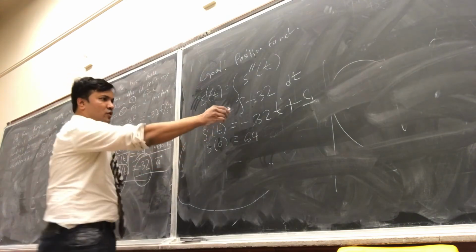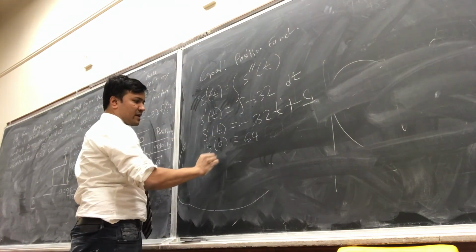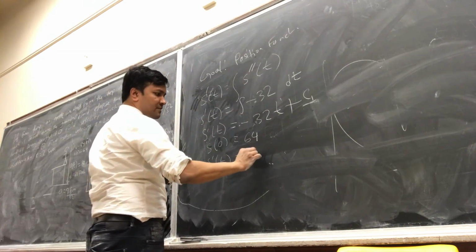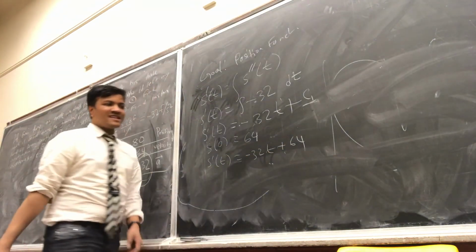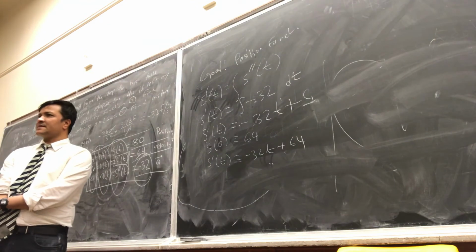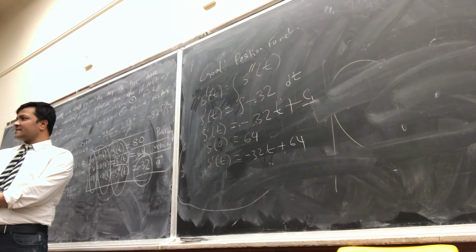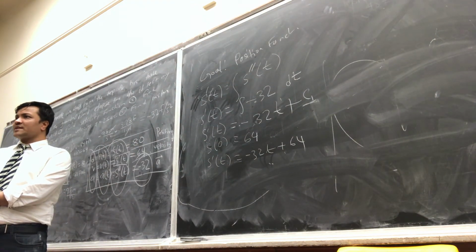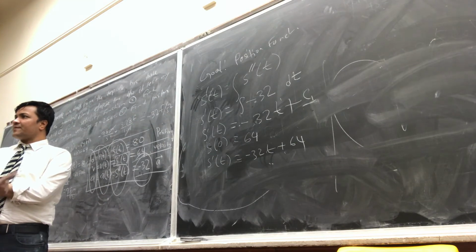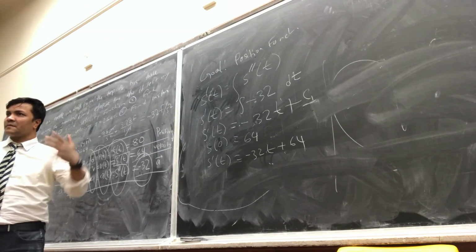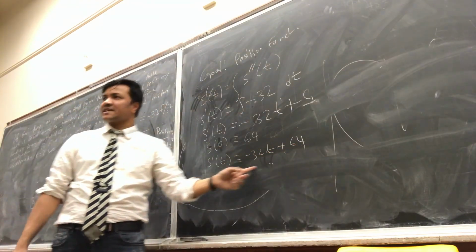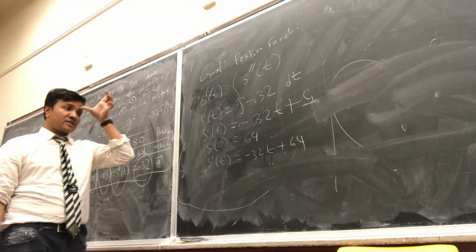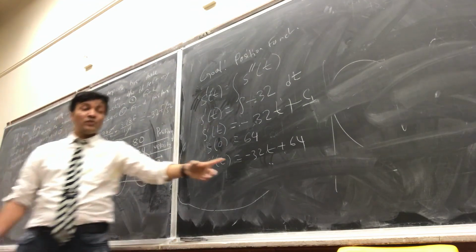So you're going to go back here. You're going to write s prime of t is equal to negative 32t plus 64. Did you understand this argument? This is the logic of reading the nature, what is happening in the nature. Did you understand the logic? Okay, you understood the logic. Great.